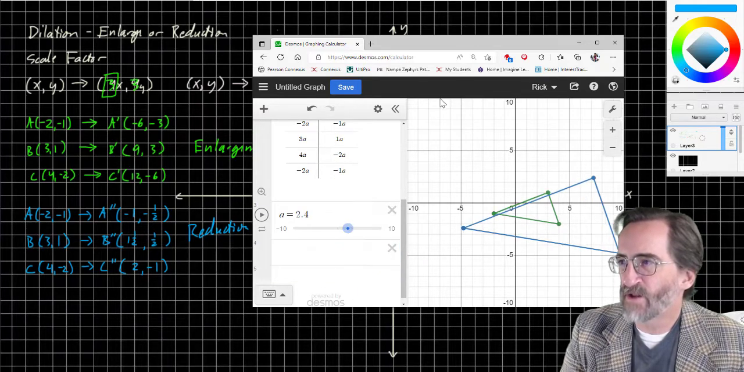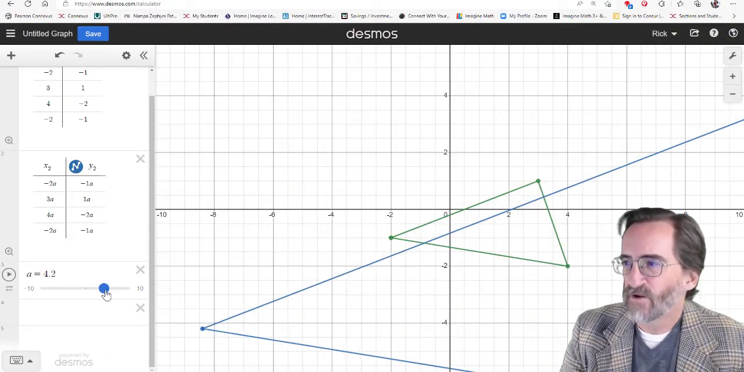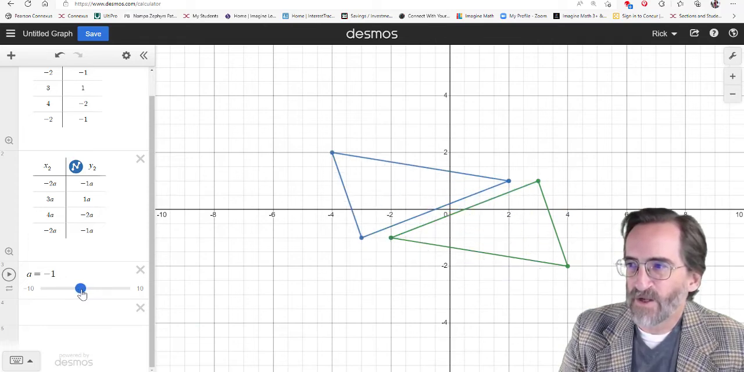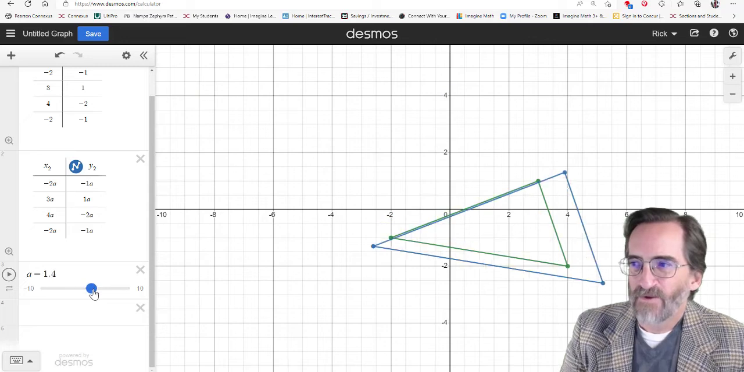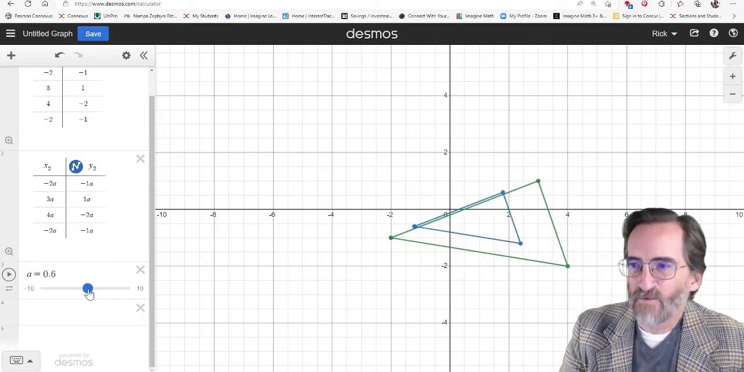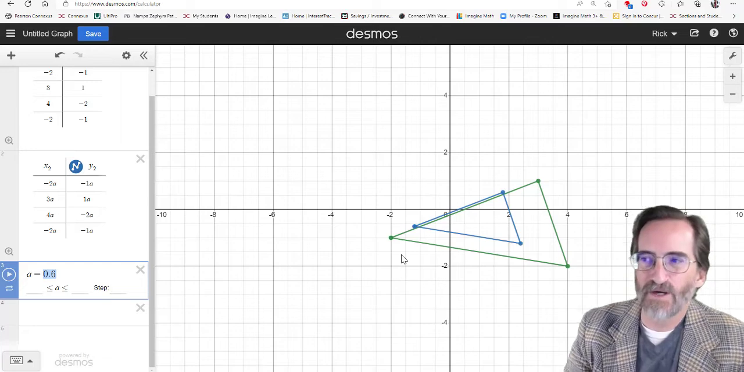Okay, and there's our triangle that is now 2 times bigger than it was. And I can make this triangle grow by making the scale factor bigger. I can make the triangle shrink by making the scale factor smaller. Now, one thing that happens when it gets negative, we end up with a point reflection across the origin. Really kind of fun there. You can play with that. But when a is smaller than 1, like 0.6, a decimal smaller than 1, it's a reduction.